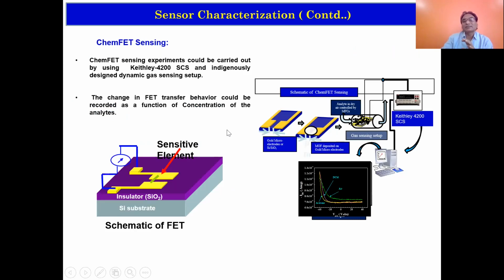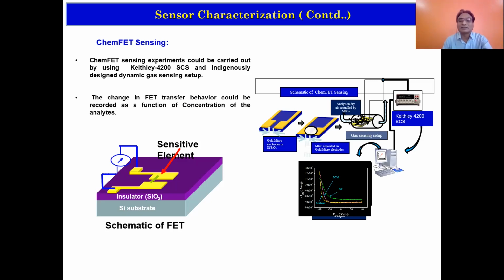A similar setup we can have with ChemFET also. The setup is going to be the same. The only difference is that for ChemFET you need to have a Keithley 4200, whereas for chemiresistive the 2400 can serve the purpose, because the 4200 has two different power supplies. We need two different power supplies as far as FET is concerned. You need one power supply between drain and source, and another between gate and source, right? So you need two different power supplies there.